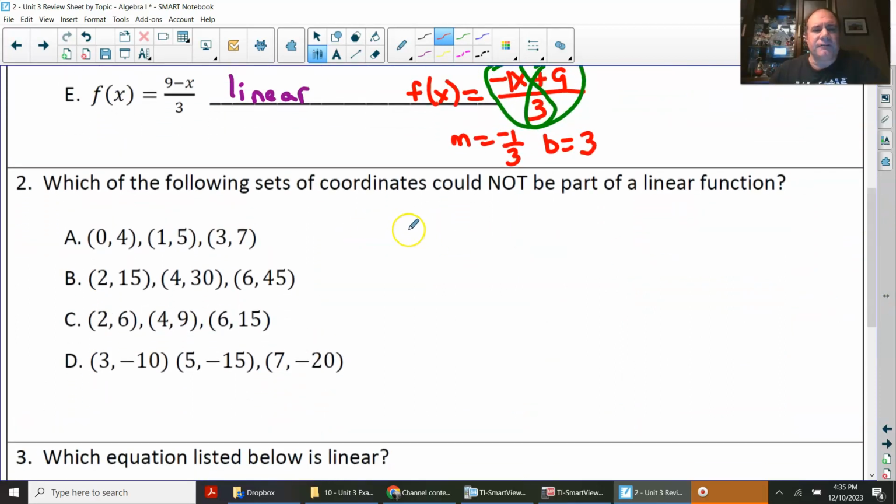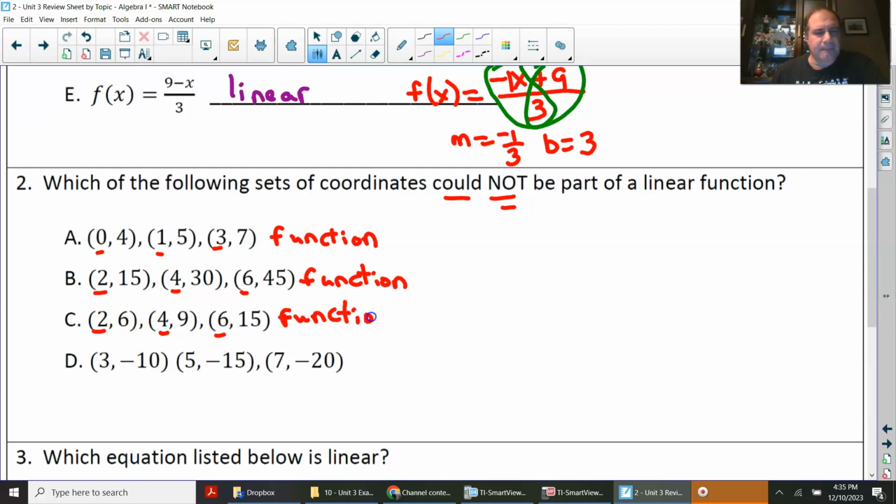Which of the following sets of coordinates could not be part of a linear function? So just be careful. Let's identify functions first. So that is a function. This is a function. And this is a function. This is a function as well.